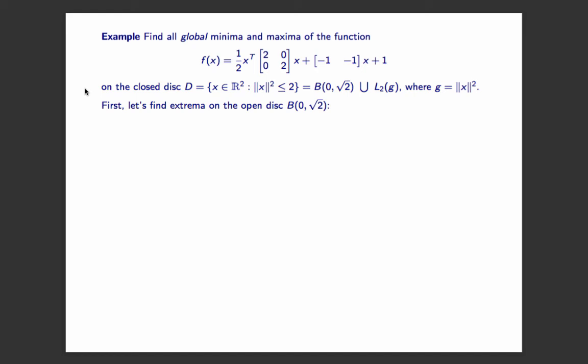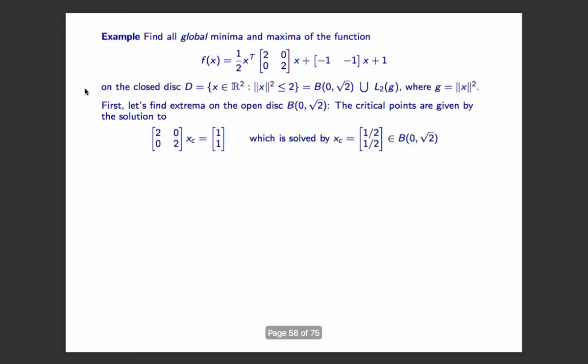So first, let's find extrema on the open disk. Well, we take the gradient, we set it equal to 0. We did that in a previous example, so we know how to do that. It turns out this is equivalent to solving the linear system 2 times the identity times my critical point is equal to (1, 1). Of course, that's solved by (1/2, 1/2). And (1/2, 1/2) is inside of the disk D because it's inside of the open part.